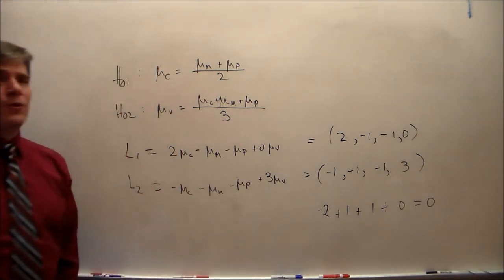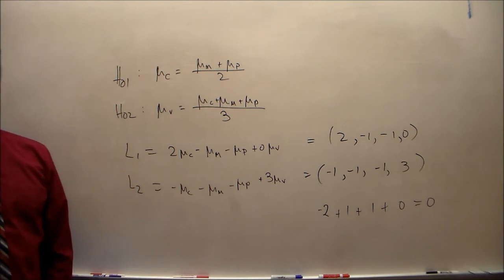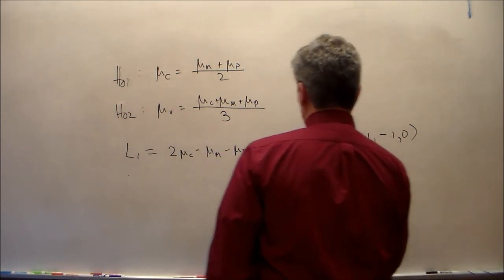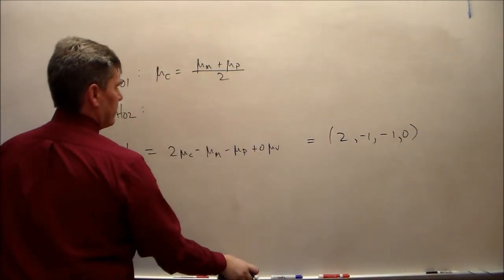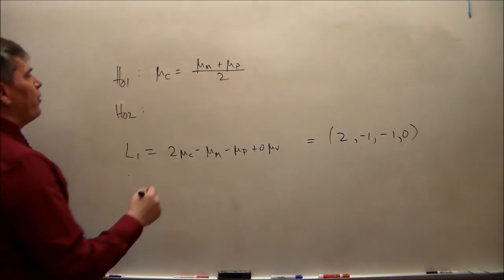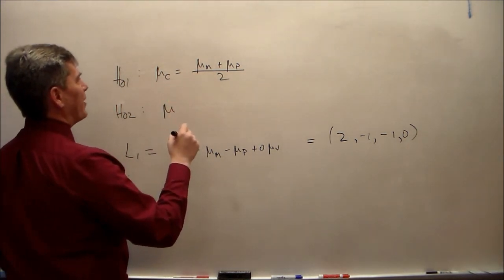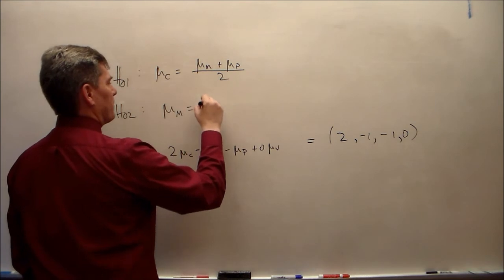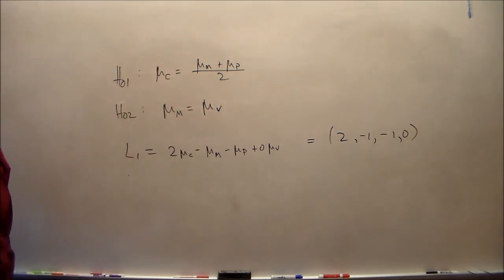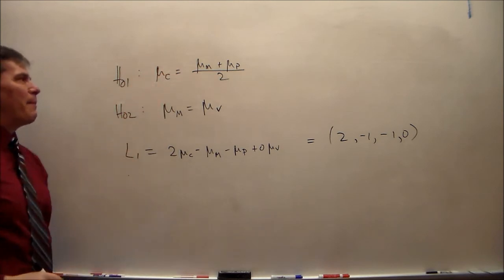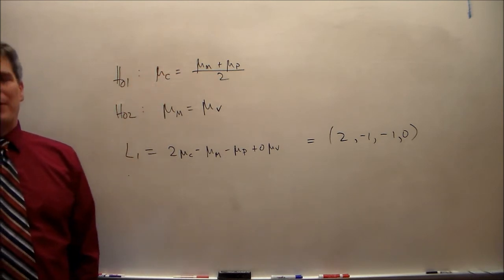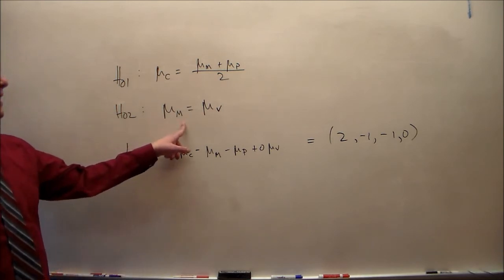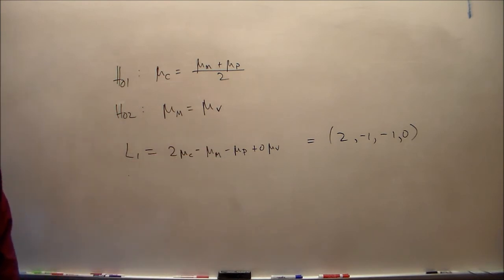So let me give some examples of two contrasts that are not orthogonal. I'll keep the L1. Mu, pulling this out of the air, and I will laugh if these turn out to be orthogonal. There we go. We'll go with this one. So the first null hypothesis is that mu c is equal to the average of mu m and mu p. The second is that mu m equals mu v, that the average for the mixed gases is equal to the average for the vacuum. Okay.